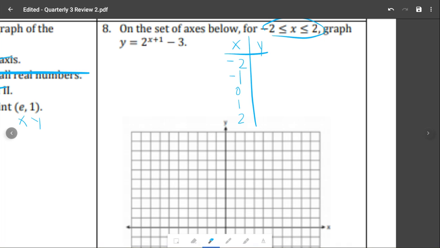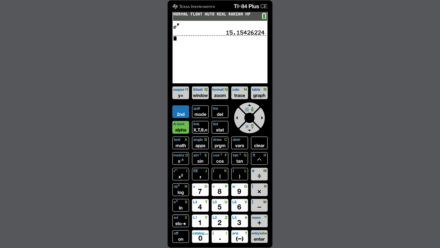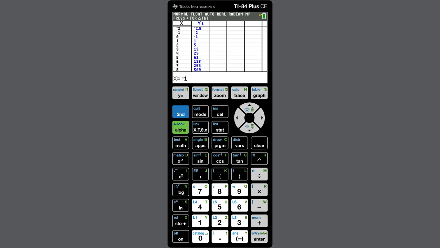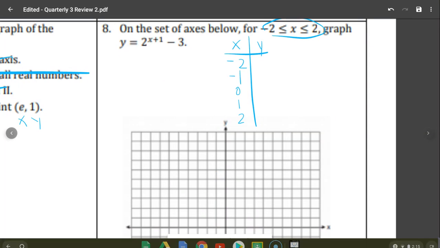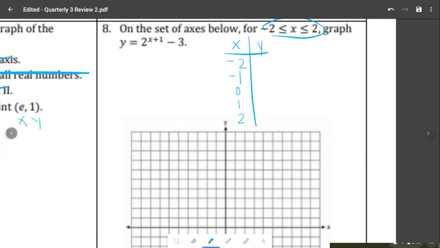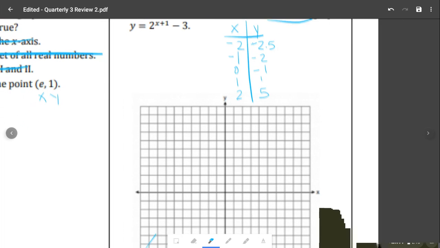graph these 5 points. To get the 5 points, go to the calculator, y equals, type in the equation 2 to the x plus 1 minus 3, go to the table, second graph, and here are your y's that go with those x's. So when x is negative 2, y is negative 2.5. When x is negative 1, y is negative 2. Then we have 0, negative 1, 1, 1, and 2, 5.